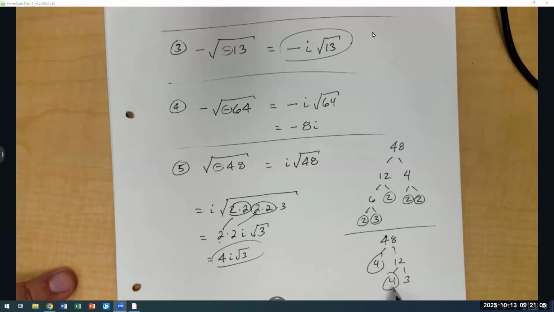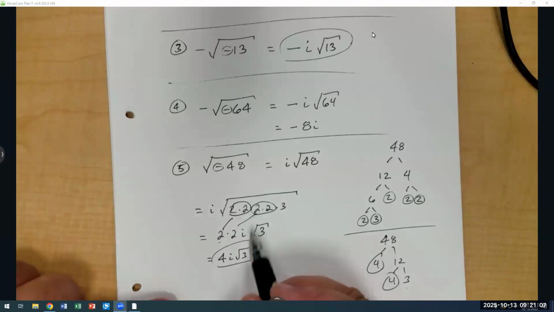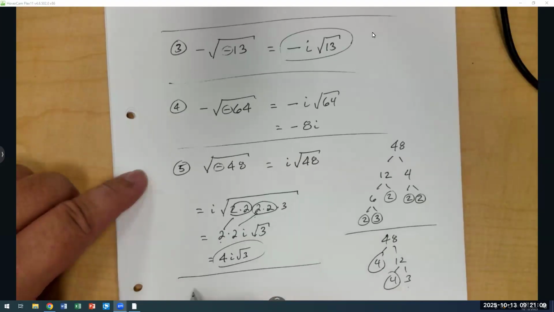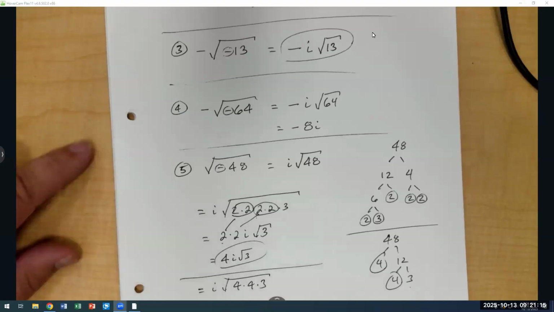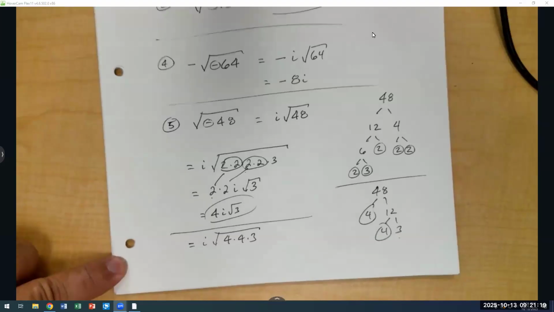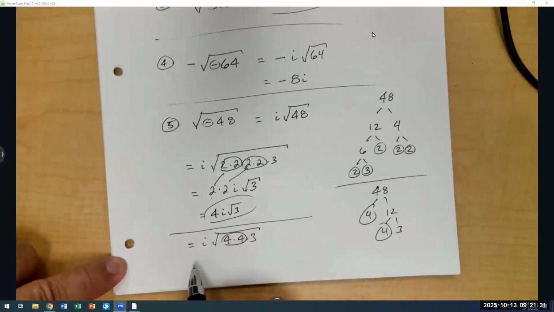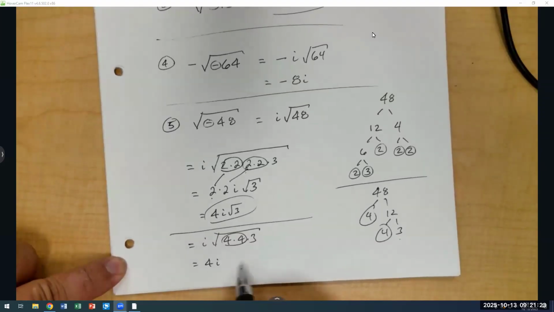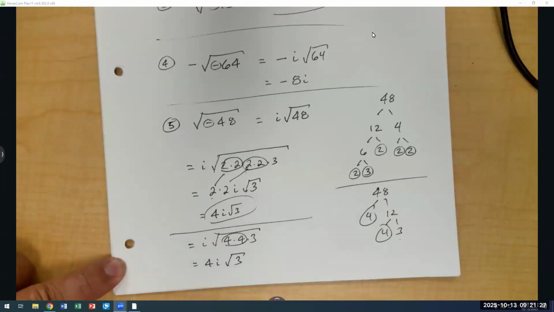This one? Yeah, how would you... Well, because if we would have done that, then we would have had 4 times 4 times 3. If we would have done this one, here's 2 of a kind, so that comes out in front. And what stays, so 3 stays inside there.